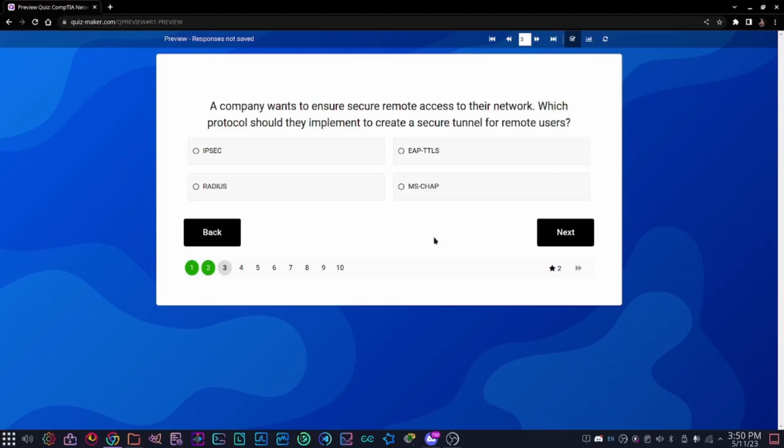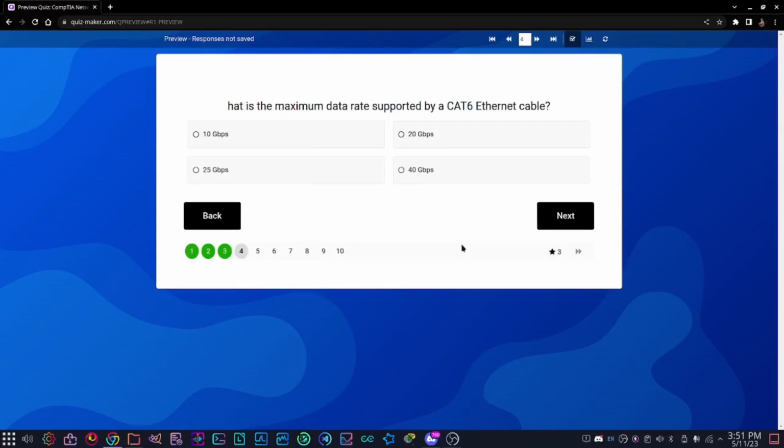Question 3. A company wants to ensure secure remote access to their network. Which protocol would they implement to create a secure tunnel for remote users? We have IPsec, EAP-TTLS, RADIUS, or MS-CHAP. The protocol a company would implement to create a secure tunnel for remote users is going to be IPsec. Very simple. And I left a little typo in there, but that's alright.